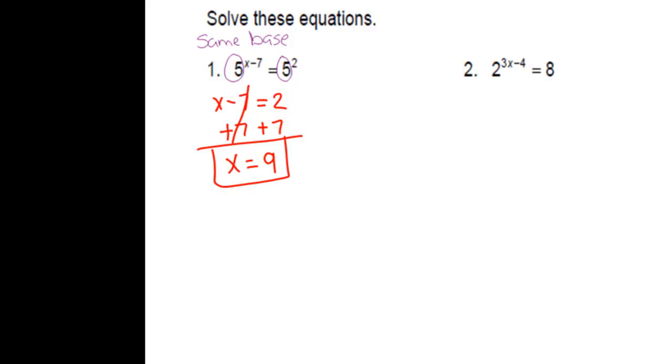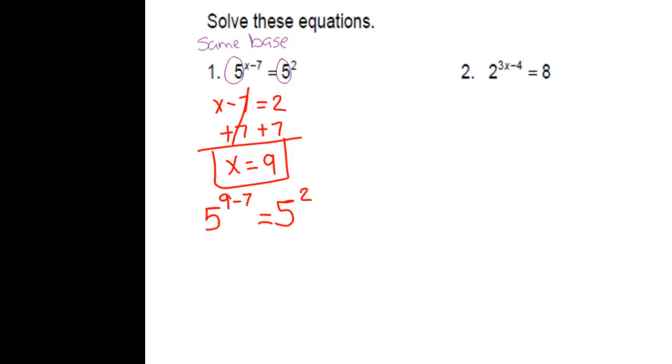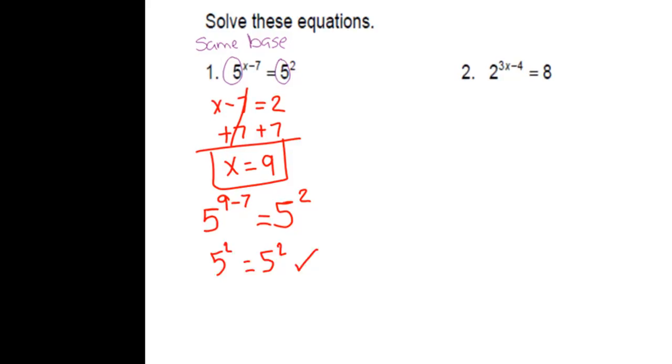Let's just check the work, and it's always safer to check. But we have 5 raised to the 9 minus 7 power should be equal to 5 to the second power. Now 9 minus 7 is 2, so of course 5 to the second is equal to 5 to the second. Moving on to the second problem.